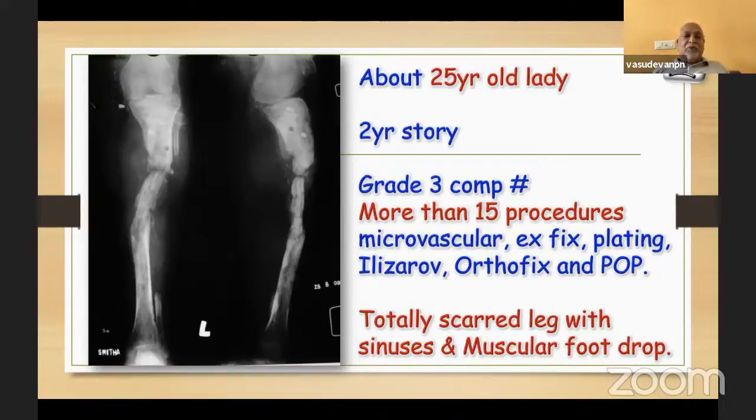So the issue is how to solve. You can see the old olive wires. The olive is still remaining. The wire, they are taking it out. Now, how to manage this? She is a 25-year-old lady. So we'll go into the story of her past history.